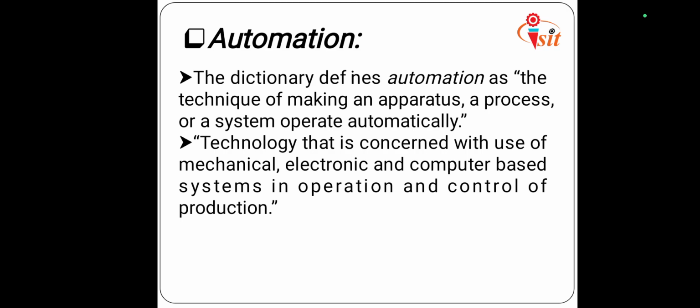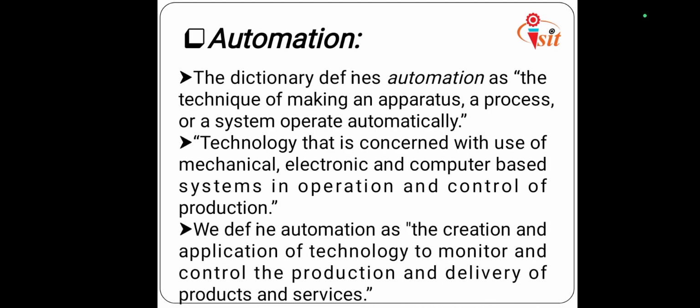Automation can also be defined in another way: it is a technology that is concerned with the use of mechanical, electronic and computer based systems in operation and control of production. So, we define automation as the creation and application of technology to monitor and control the production and delivery of products and services. These are the different definitions of automation.